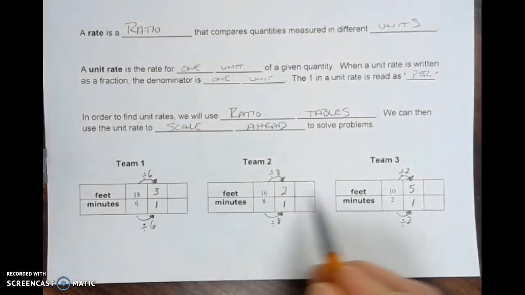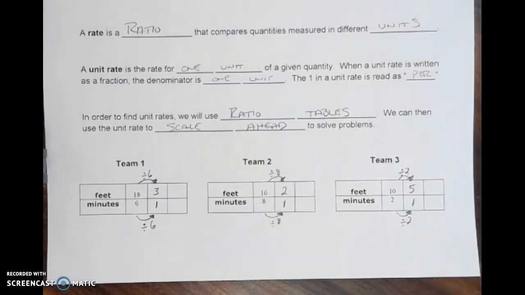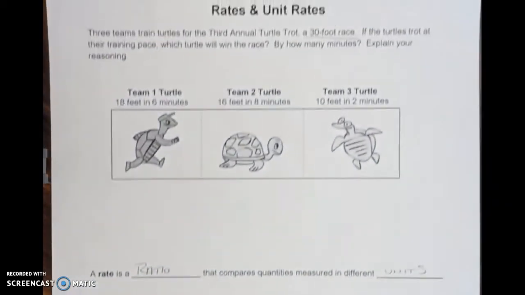So now that we know what each unit rate is for our turtles, we can then scale ahead to figure out how long it's going to take them to go a distance of 30 feet. Remember back up here, we were told that it's a 30-foot race.